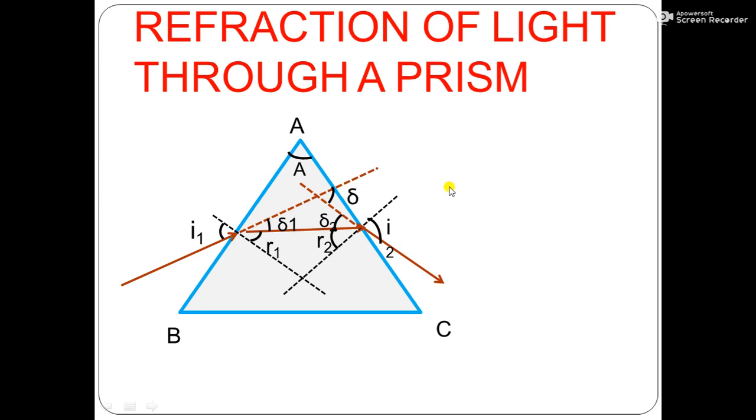And there are two relations connecting the angle of prism and refracting angles. That is R1, the refracted angle for the first surface, and this is the incident angle for the second surface, R2, and by adding these two angles we will get the angle of prism. And the second relation connects angle of incidence, angle of emergence, angle of prism and angle of deviation: angle of incidence plus angle of emergence is equal to angle of prism plus angle of deviation. This you have to learn by heart.